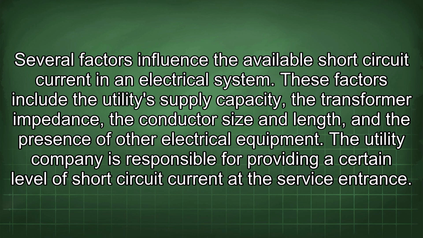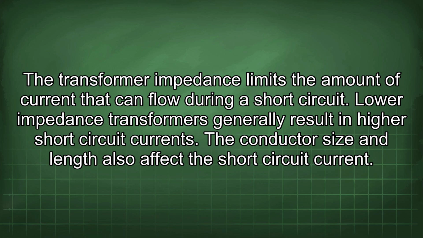These factors include the utility's supply capacity, the transformer impedance, the conductor size and length, and the presence of other electrical equipment. The utility company is responsible for providing a certain level of short circuit current at the service entrance. The transformer impedance limits the amount of current that can flow during a short circuit. Lower impedance transformers generally result in higher short circuit currents.